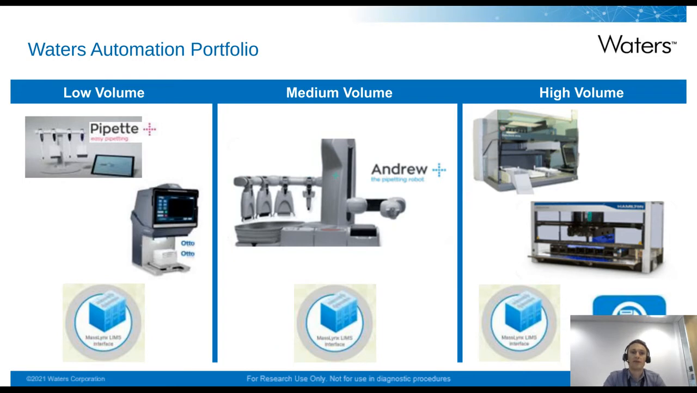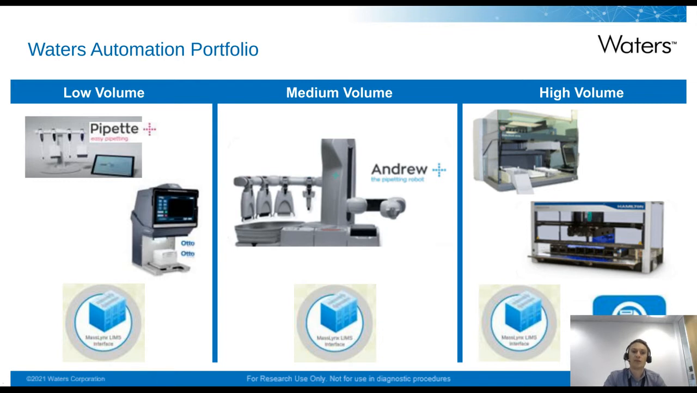The next step up into medium volume workflows looks at the Andrew Alliance Andrew Plus liquid handling robot, which automates parts or all of the sample extraction process, allowing for the analyst to perform other tasks whilst samples are being extracted. And then we come on to the higher volume workflows with larger liquid handling robots such as the Tecan Freedom Evo series or Hamilton Star products, which give the highest level of automation for the LC-MS workflows and have the largest amount of flexibility.